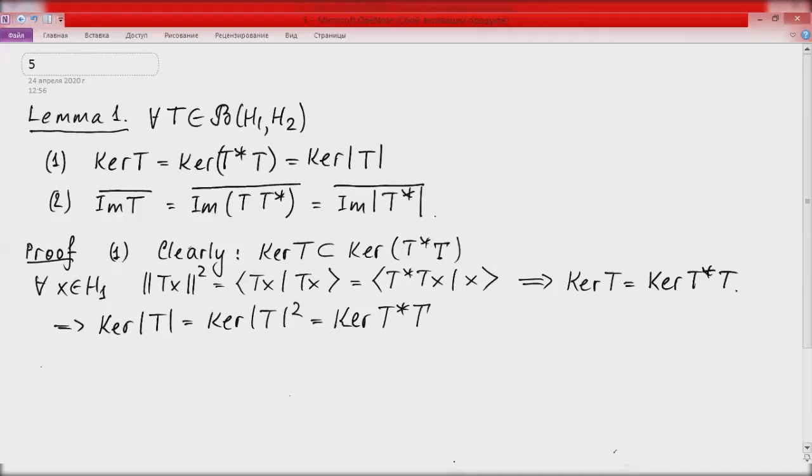And to prove part 2, we do the following. We apply part 1 to the adjoint operator, T star, and take the orthogonal complements. And what we get is exactly formula 2, simply because the orthogonal complement of the kernel of T star is the closure of the image of T.